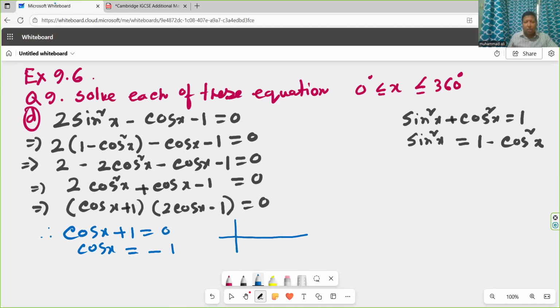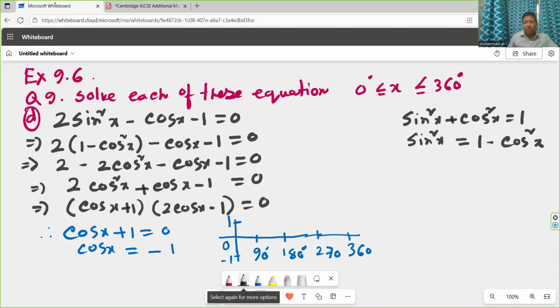So we sketch the cos graph: 0, 90 degrees, 180 degrees, 270 degrees, and 360 degrees. Maximum point 1, minimum point minus 1. If we sketch the cos curve, it will be like this, like this, like this. So when x equals 180 degrees, cos x equals minus 1. So we write x equals 180 degrees.